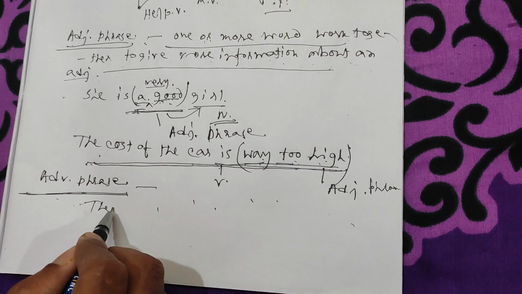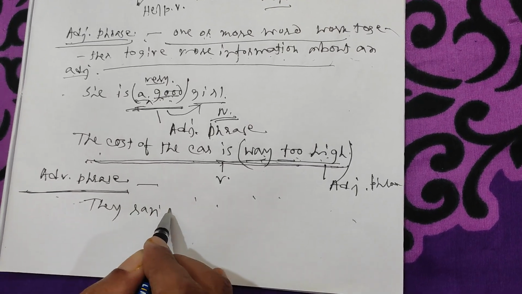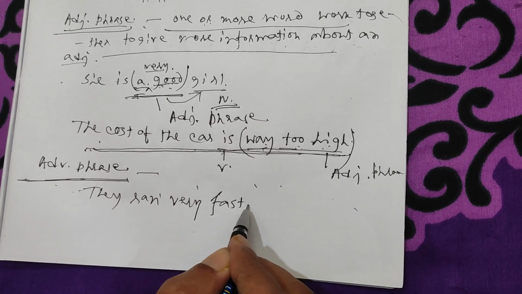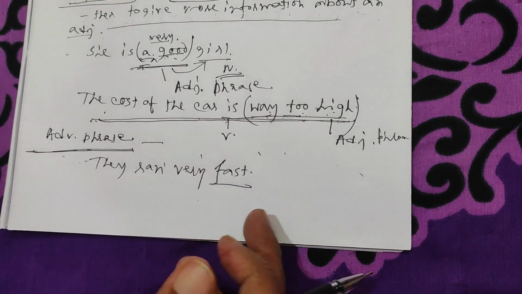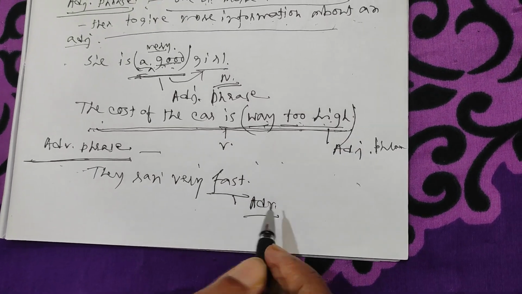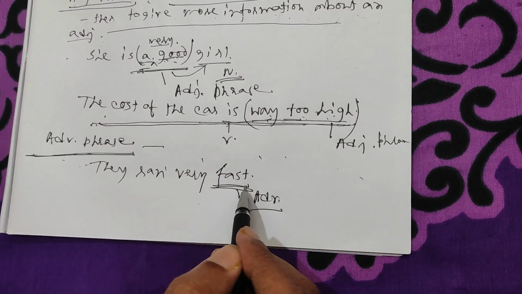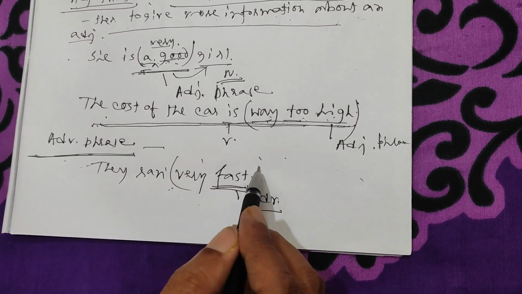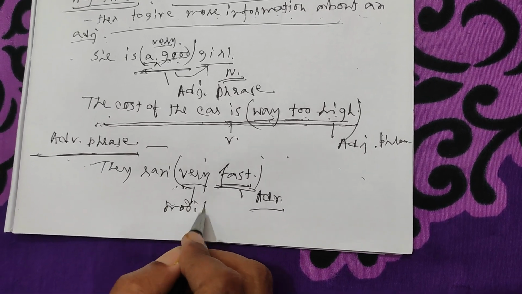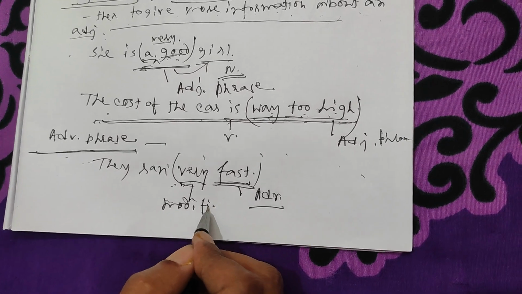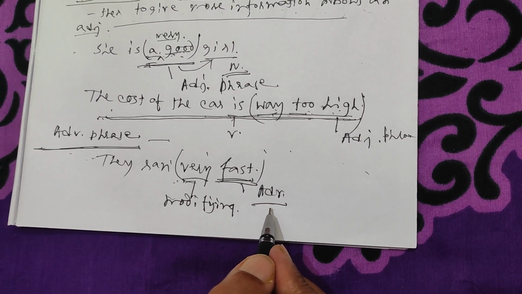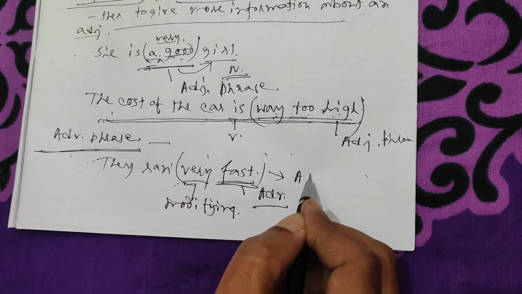Suppose they ran very fast. What part of speech is the word fast here? Fast here is an adverb. How did they run? They ran very fast. So what is very doing here? Very is just modifying the adverb here. So it is an adverb phrase.